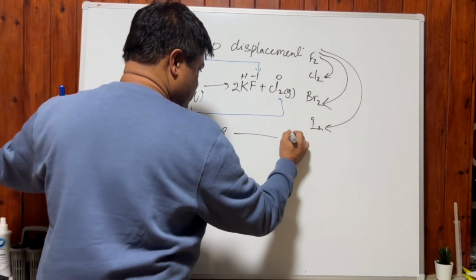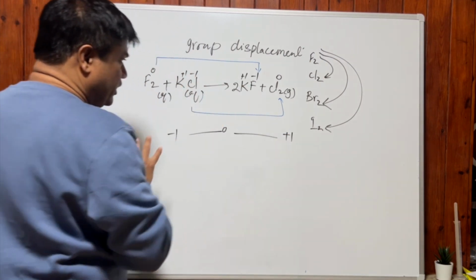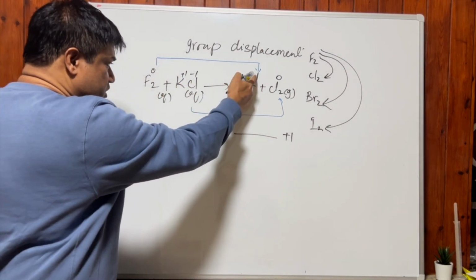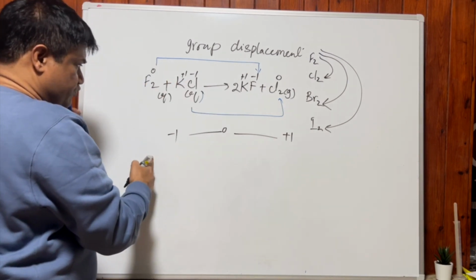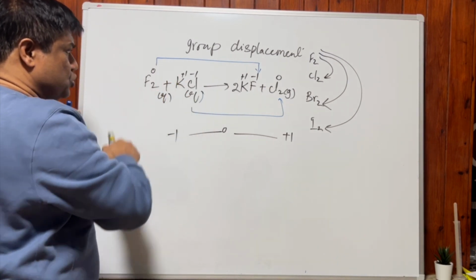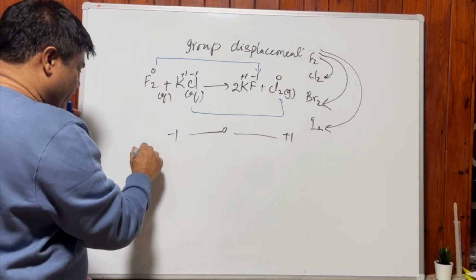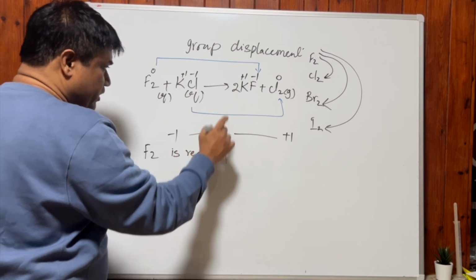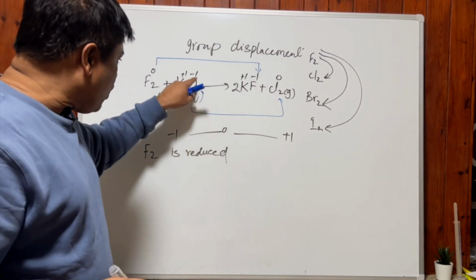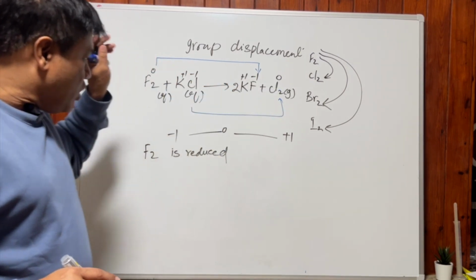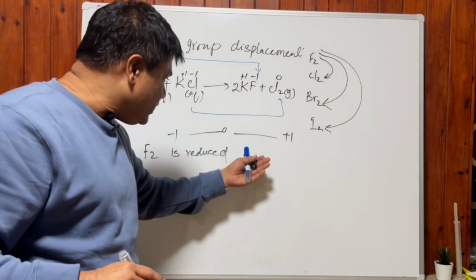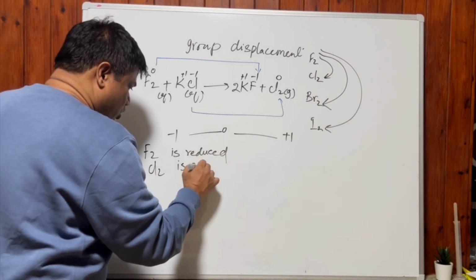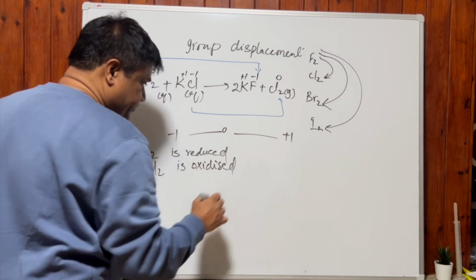During the course of the displacement reaction, if the oxidation state decreases, 0 to minus 1, it means that element gets reduced. So fluorine, F2, is reduced. What about the chlorine? Look at the oxidation state, minus 1 to 0. The oxidation state increases, meaning it gets oxidized. Cl2 is oxidized.